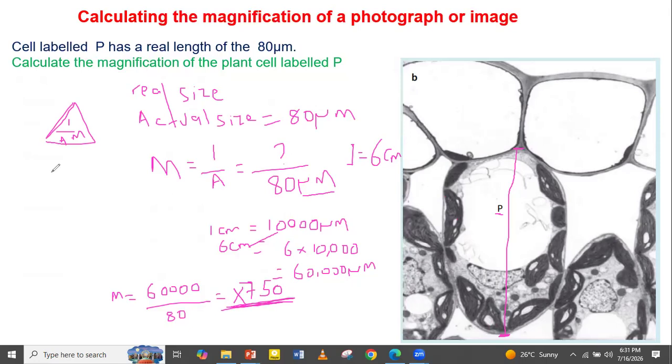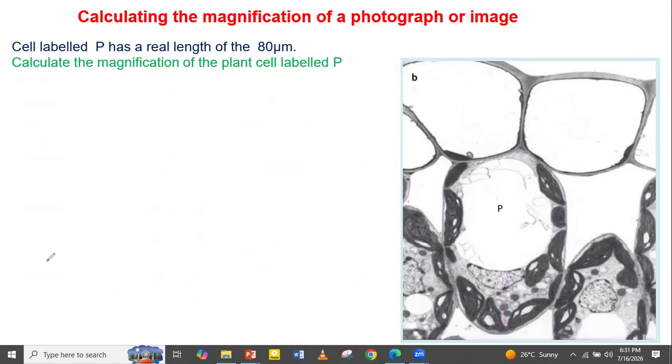Someone could be wondering where I'm getting these diagrams from. These diagrams, I get them from the course book, the AS course book for the Cambridge AS syllabus.